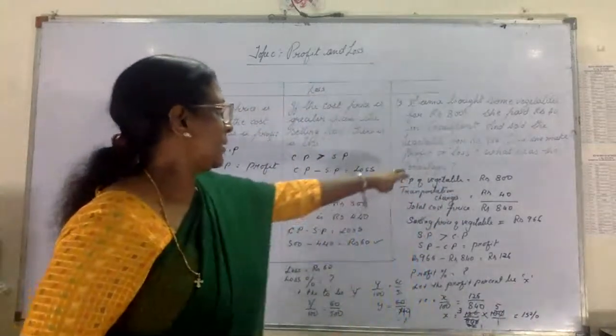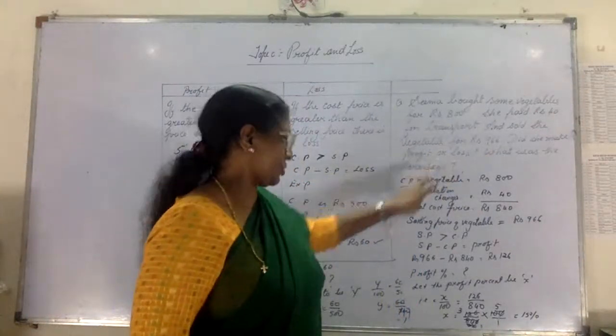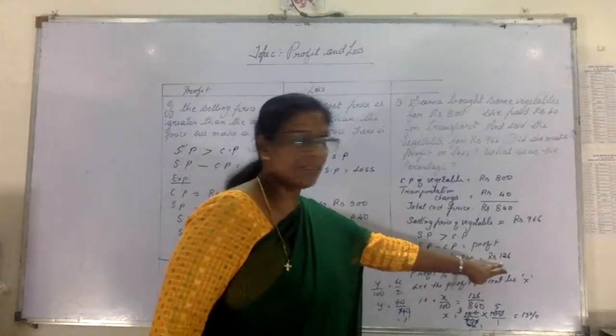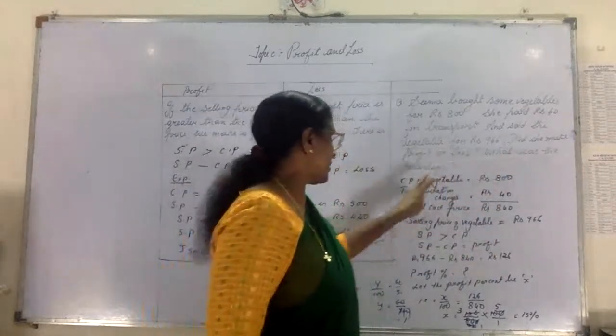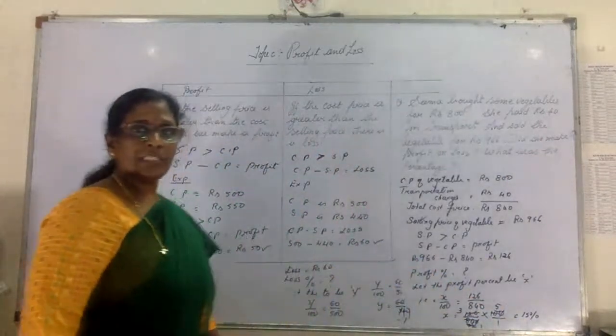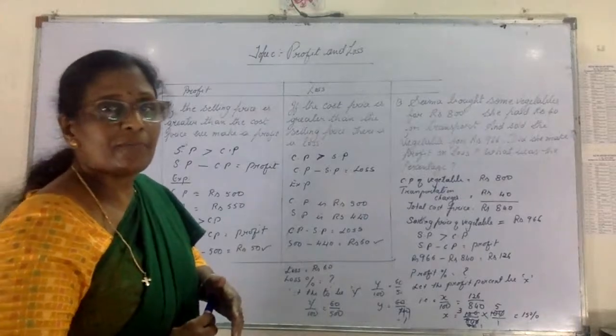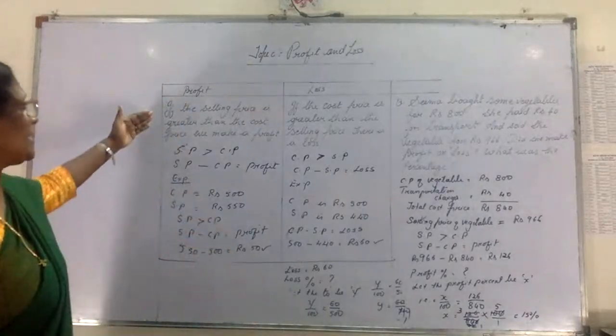Seema earned, actually what was the question, what did she make? Profit or loss? She made a profit of rupees 126. What was the percentage? The percentage is 15%. Is it clear, children? Once again, I just want to repeat it. With this, the chapter will get over. So I want to repeat this.